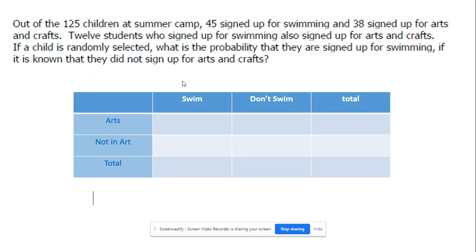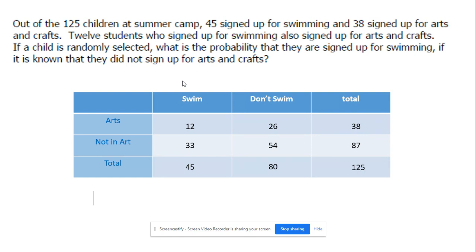Let's fill in the parts that we know. We know the total. We know 45 are signed up for swimming, 38 are signed up for arts and crafts. We also know that 12 of them are doing both. Therefore, the same way we filled in our last table, just subtract your parts to fill in the missing pieces. So we can have 26. It doesn't matter the order that you go, but essentially, here's our table.